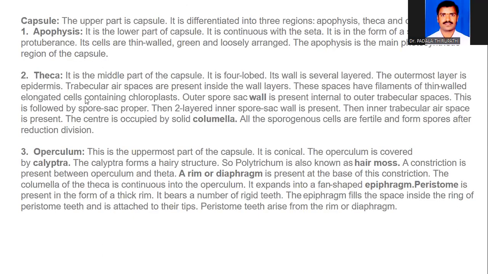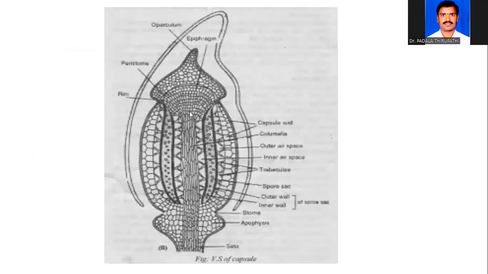So, theca will always enclose two spore sacs. On either side of the spore sac, you can see the presence of the trabecular spaces or the trabeculae, which help in giving protection to the developing spore sac. And in the center of this theca region, right from the seta, right from this apophysis, you can see the central part, which we call columella, or columellar strand.